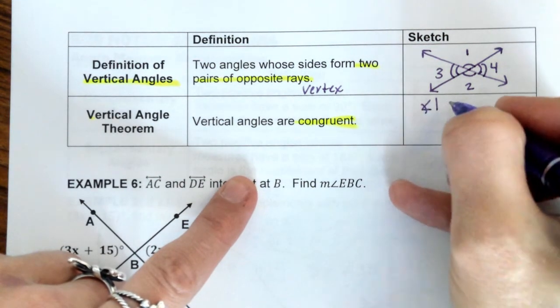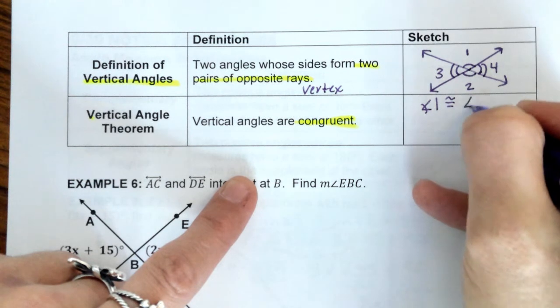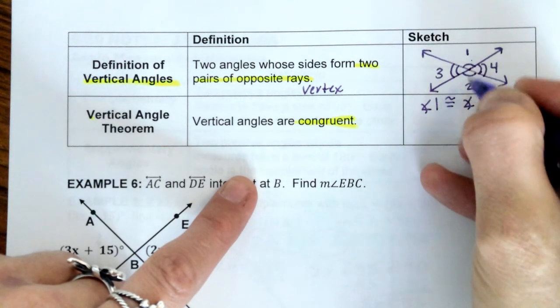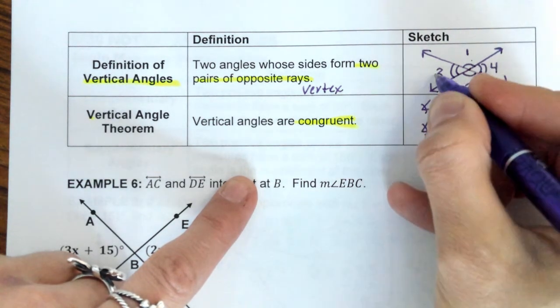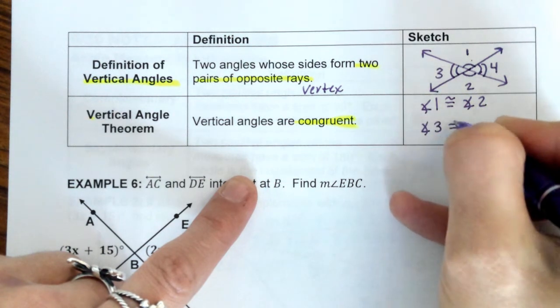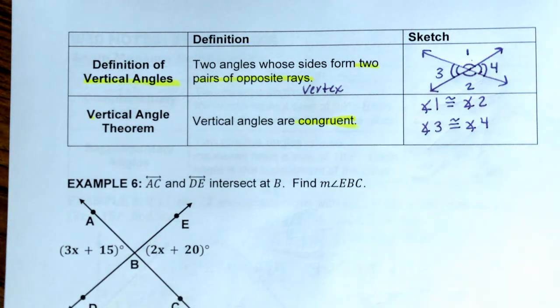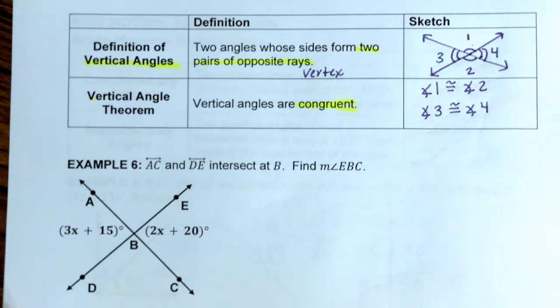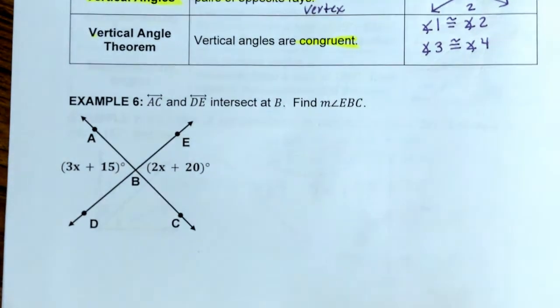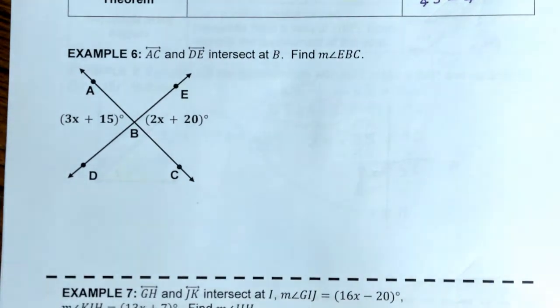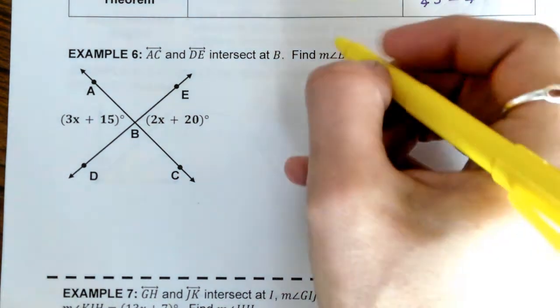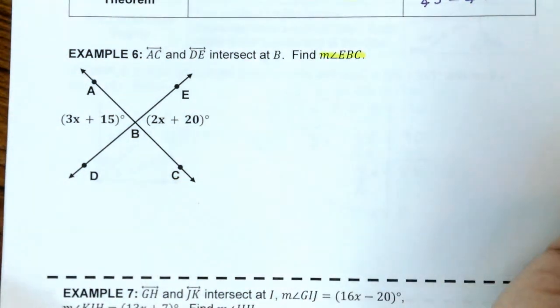Okay? And then with our theorem, we can say angle 1 is congruent to angle 2. Angle 1 and 2 are congruent. And angle 3 over here is congruent to angle 4. They are across the vertex from each other. They meet at the vertex, vertical angles. Very, very easy, nice way to remember that. Okay? Here we have our 2 lines, so we know that we've got straight angles intersecting, so we're going to have some vertical angles. We want to find the measure of angle EBC.